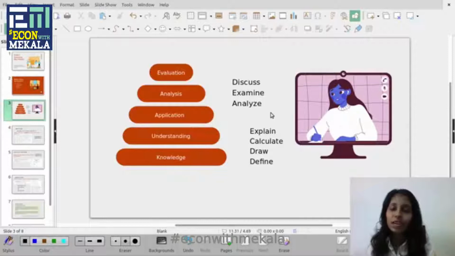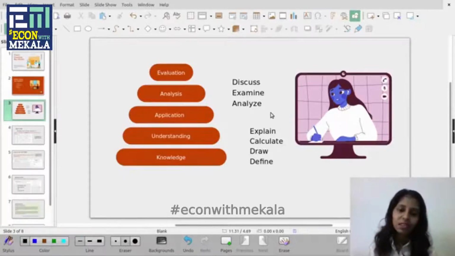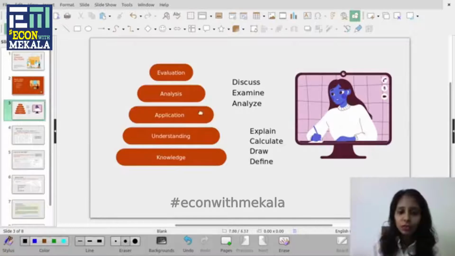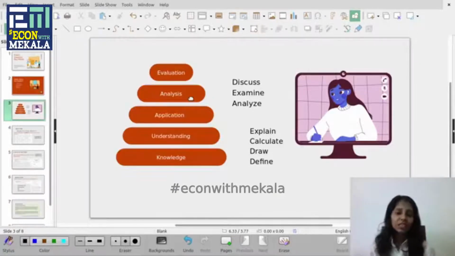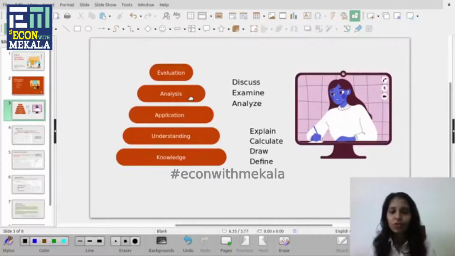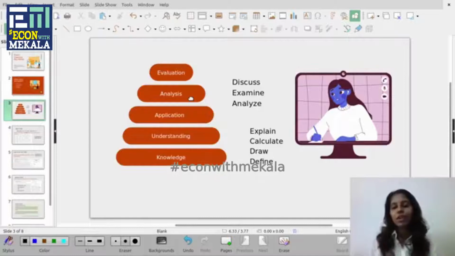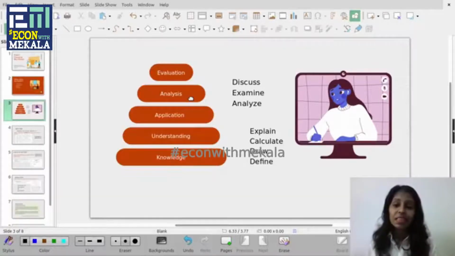Even explaining questions, your understanding about a phrase or a concept or a theory, you have to write as an explanation. But when it goes to application, analysis and evaluation skills, keywords are like this: discuss, examine, analyze. So now you need to understand where you can find these discuss, examine and analyze questions. These questions are mostly in your essay questions.